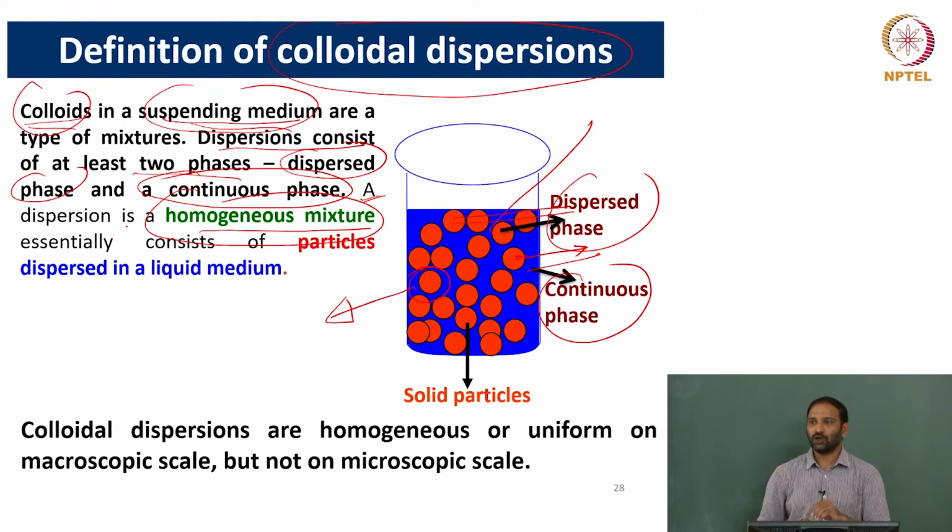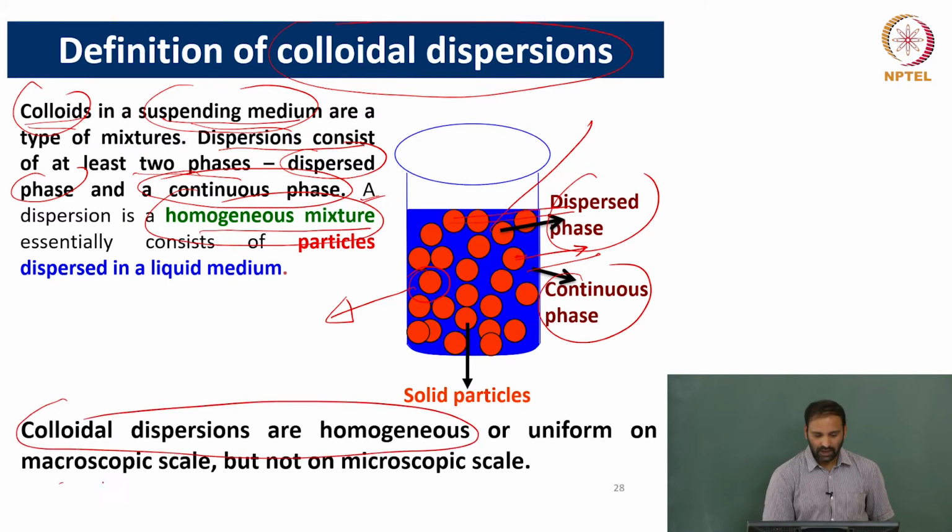That means there are no continuous medium rich regions and dispersed phase rich regions. So the particles are homogeneously dispersed throughout the medium. Therefore you can say that colloids are actually homogeneous if you look at them on what is called a macroscopic scale. When I say macroscopic scale, I could think about some small volume of the dispersion as a whole. If I take a few mLs or few microliters of fluid, it is homogeneous macroscopically.